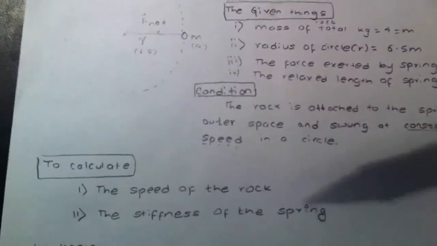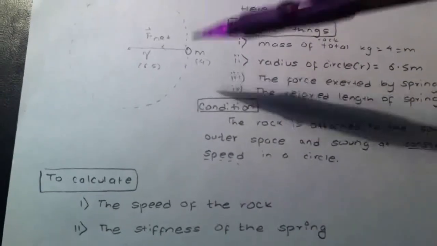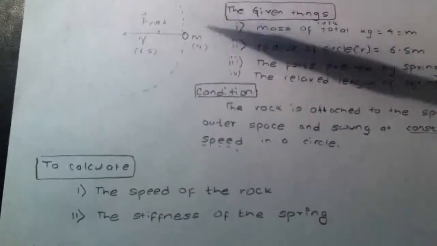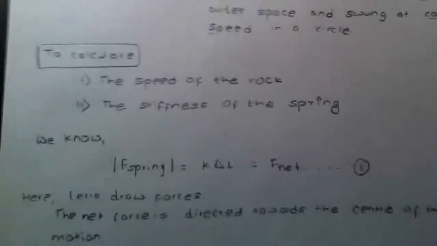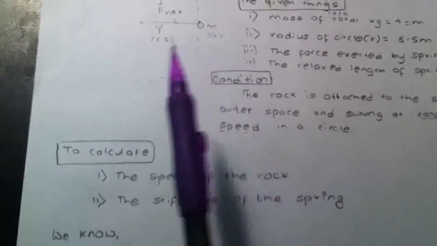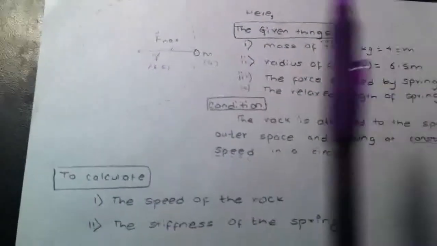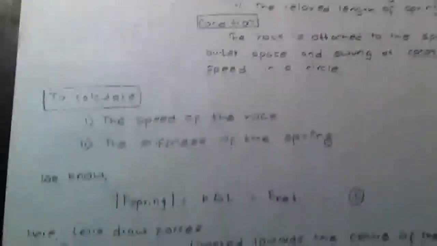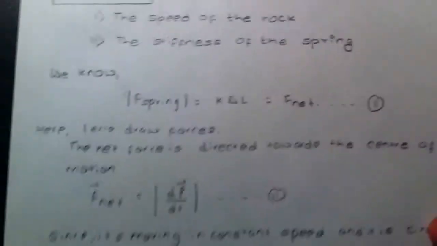And what are we trying to find? Well, we're trying to find the speed of the rock with which it's going in a circular motion and the stiffness of the spring at the same time. Alright, towards the problem. We know the force exerted by the spring, F net, is given by K times delta L, where K is the spring stiffness and delta L is the change of the length of the spring. We'll need that later, so let's say that's equation 1.